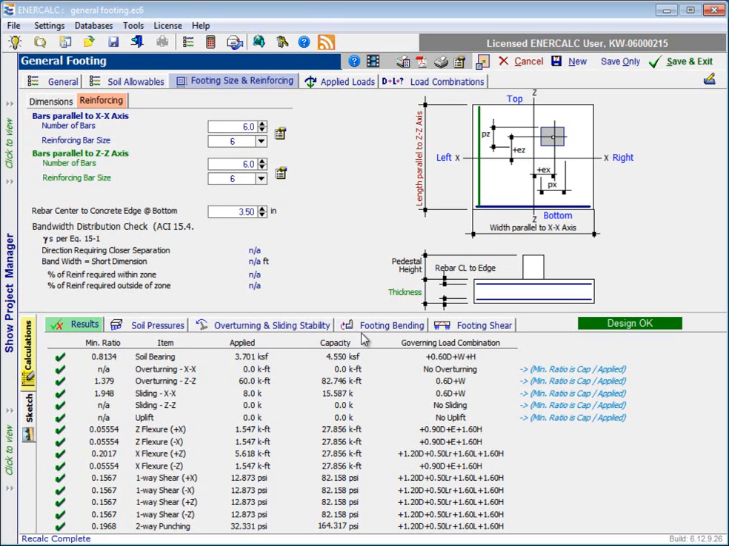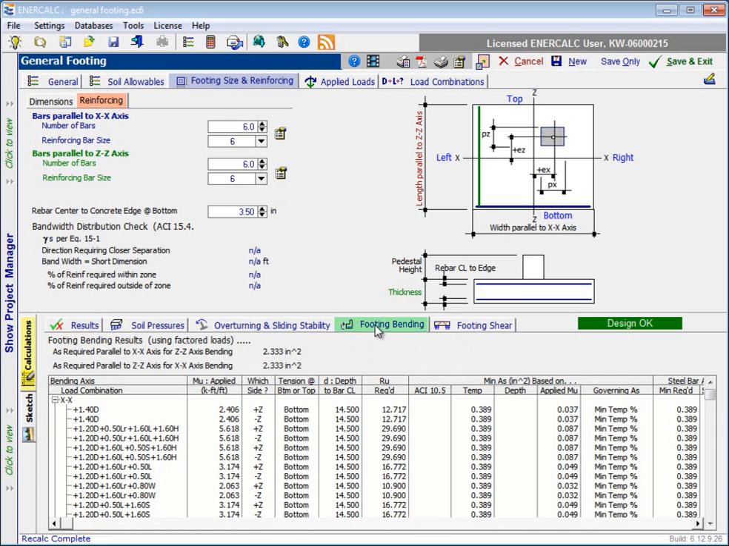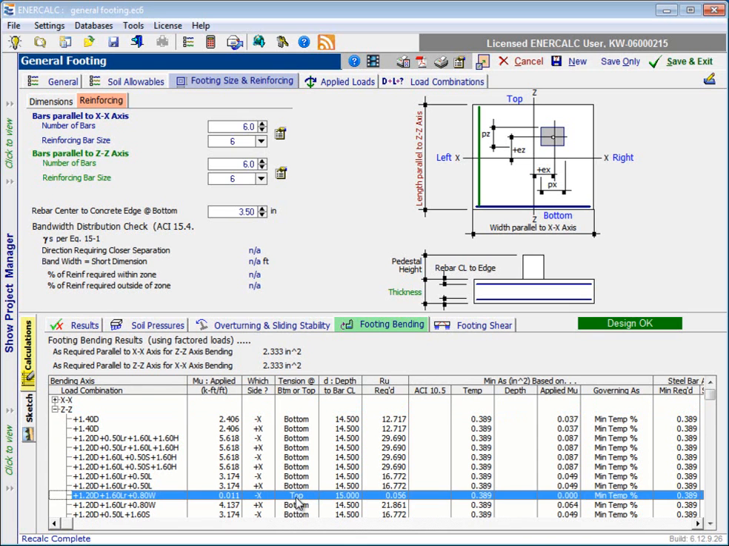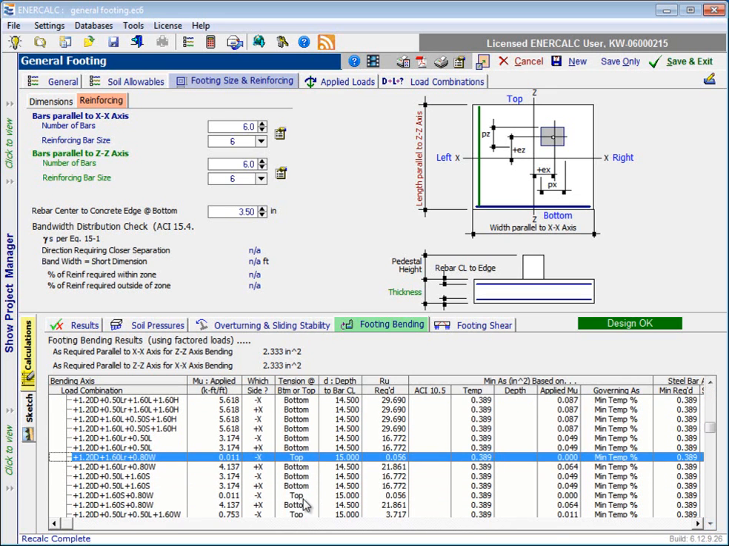What's important to understand is that when we get the footing generally proportioned correctly and we get in the neighborhood of a final design, we need to come to this footing bending tab, and for our purposes we didn't have any bending about the x-axis, but we did have bending about the z-axis, and we need to skim down through this tension at bottom or top column, and we need to look for instances where there is measurable tension at the top. We definitely have some of those instances in the current design. This is an indicator to us that this is a footing that requires a top mat.